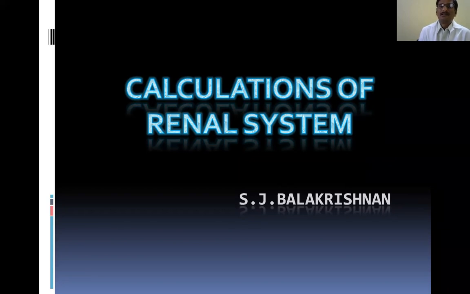So in this, we do a battery of tests which are based on a concept called clearance. The kidney does all this marvelous job, or most of the jobs, whatever we have mentioned about the functions, by means of the nephrons. They are the structural and functional units. In each kidney, we have about 0.8 to 1 million such nephrons. They do all these functions.